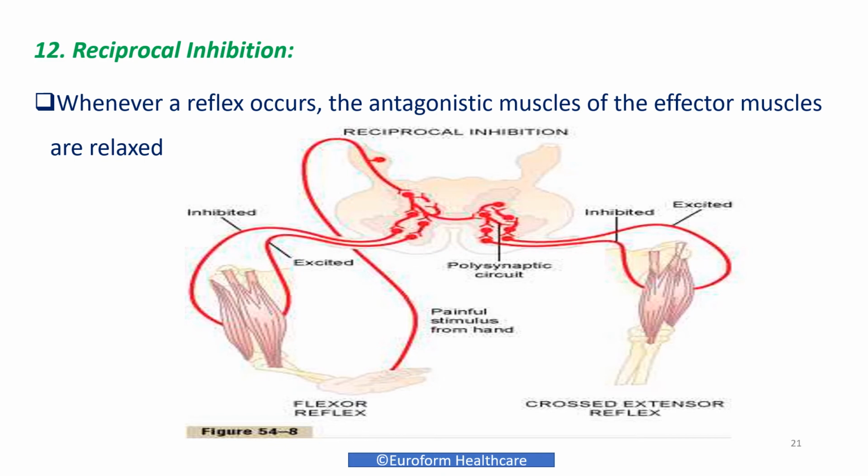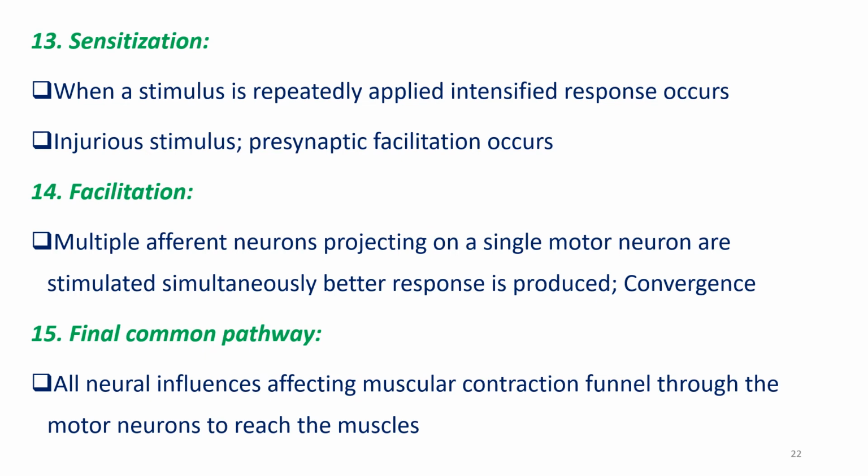These two properties, sensitization and facilitation, overlap with other properties, and still separately we should be able to know what these are. When a stimulus is repeatedly applied, the response gets intensified, and generally this is seen in the case of injurious stimuli. Here presynaptic facilitation occurs. So we say we are sensitized to that stimulus.